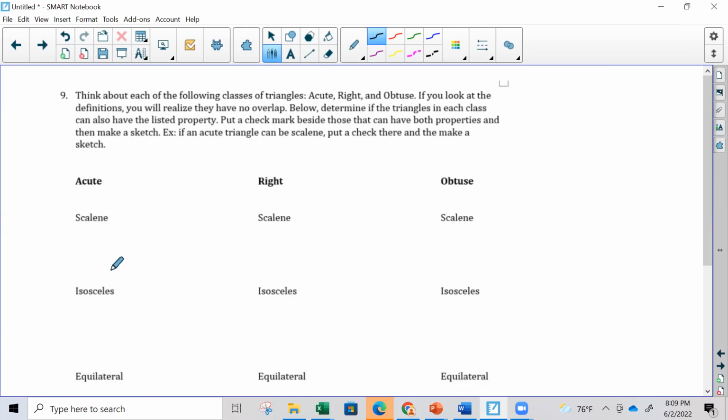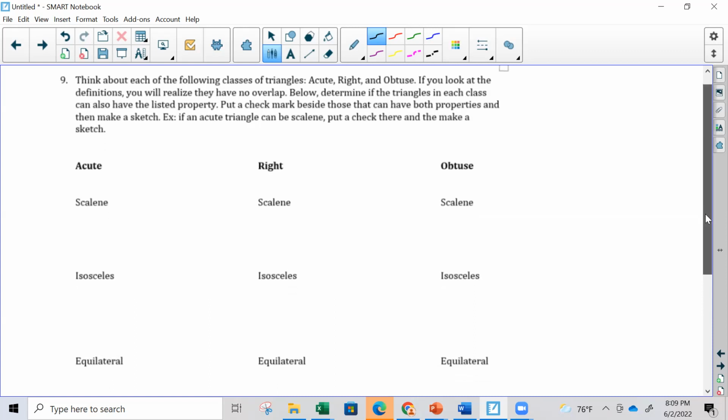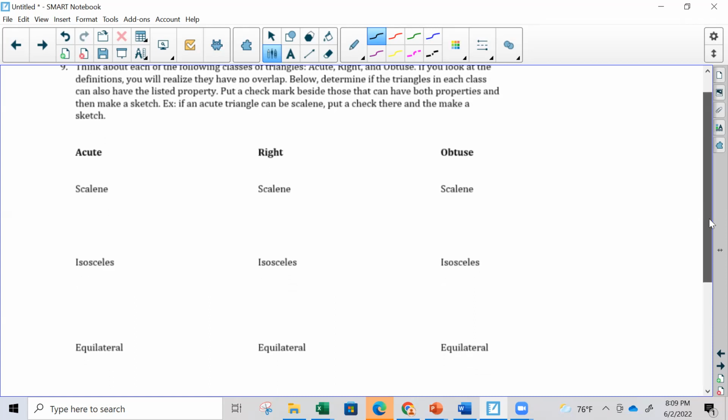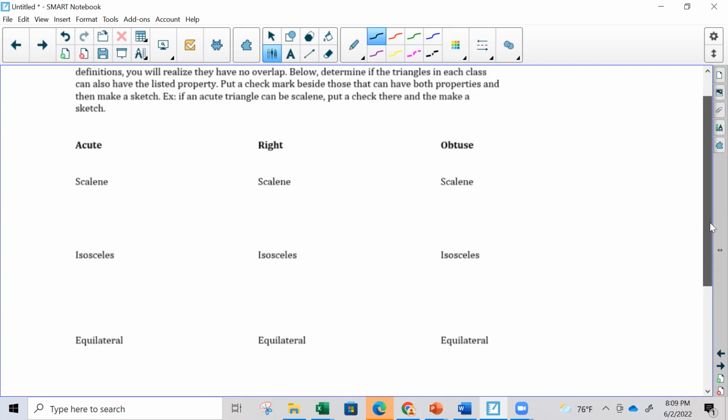But these other ones, it's not the case that there's not any overlap. There is some overlap. So it says below, determine if the triangles in each class can also have the listed property. Put a check mark beside those that have both properties and then make a sketch. Example, if an acute triangle can be scalene, put a check there and then make a sketch.